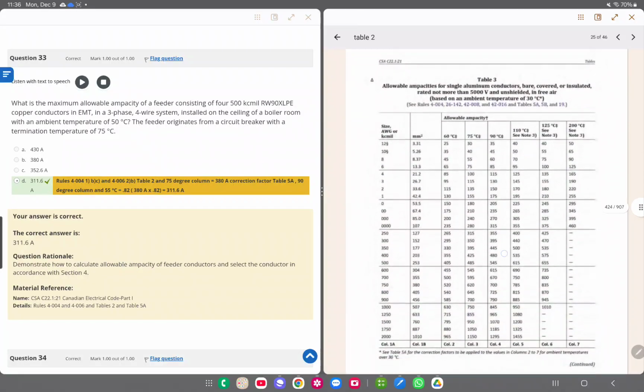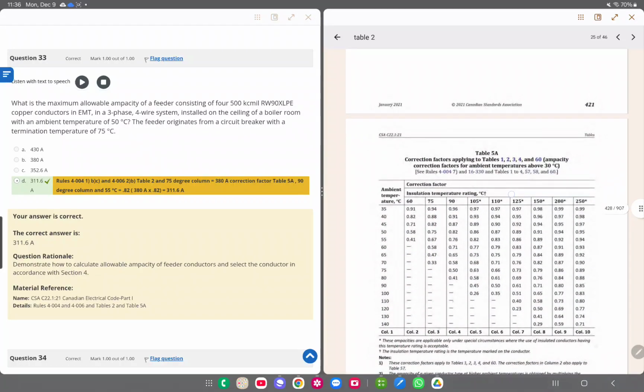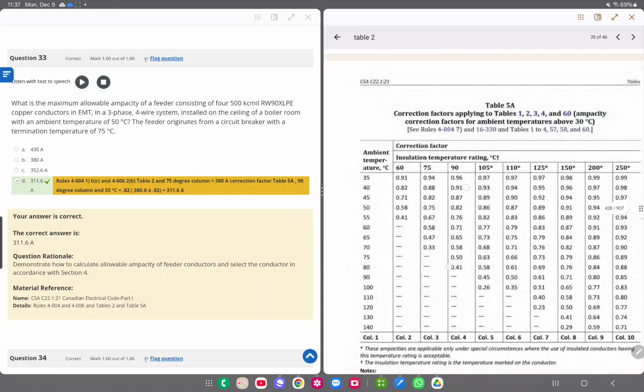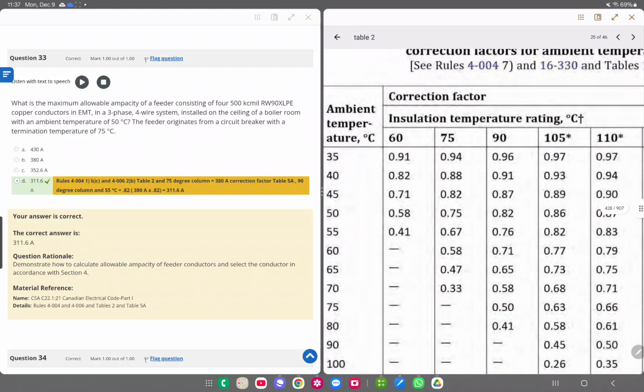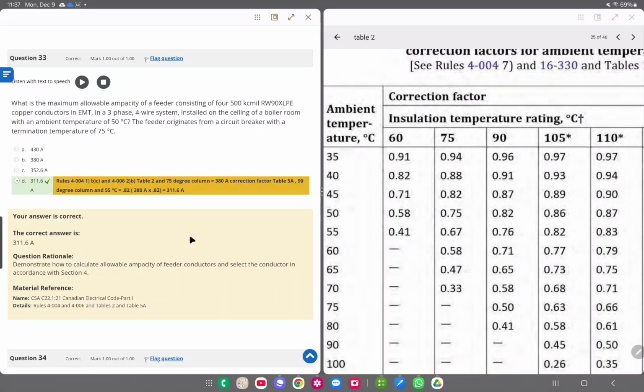380 amps. We also have ceiling of a boiler room with an ambient temperature. So we go to our correction factor 5A. 5C is for conductors, 5A is for ampacity. So, boom, we got our insulation of our wire would be 90 degrees, and we're going through an ambient temperature of 50. So we have a multiplication factor of 0.82. We got our 380 amps from table 2, 500 kcmil, and we're multiplying by 0.82. We get 311.6. Correct answer for this question is 311.6.